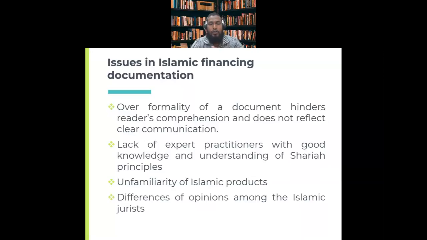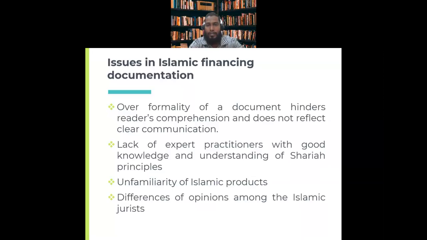And then there are some issues in Islamic financing documentation that I need to highlight, and that many customers of Islamic financial institutions go through and also complain about. One of them is the over formality of a document, which hinders a reader's comprehension and does not reflect clear communication. If we go to an Islamic financial institution and take any of their financing products, when we need to sign, they will give us a very long document of 50 pages sometimes, or 20 pages, with very formal English, which is very difficult for the public to understand. So it is not in line with the principle of the Sharia that I have mentioned earlier.